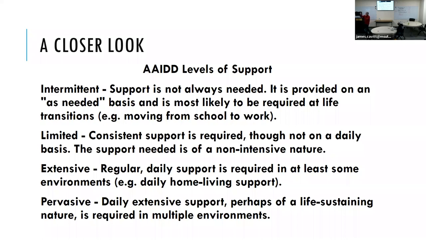What we do use is the American Association on Intellectual and Developmental Disabilities levels of support. So we have intermittent, limited, extensive, and pervasive. Intermittent means that somebody needs, every so often, to be checked on to see if they're doing okay. Limited means more consistent. Maybe you schedule a meeting once a week, or once a day, to make sure things are going well, more consistent, but it's limited. Extensive means regular, daily support. And then pervasive means every day, 24 hours a day, 7 days a week, 365 days a year.